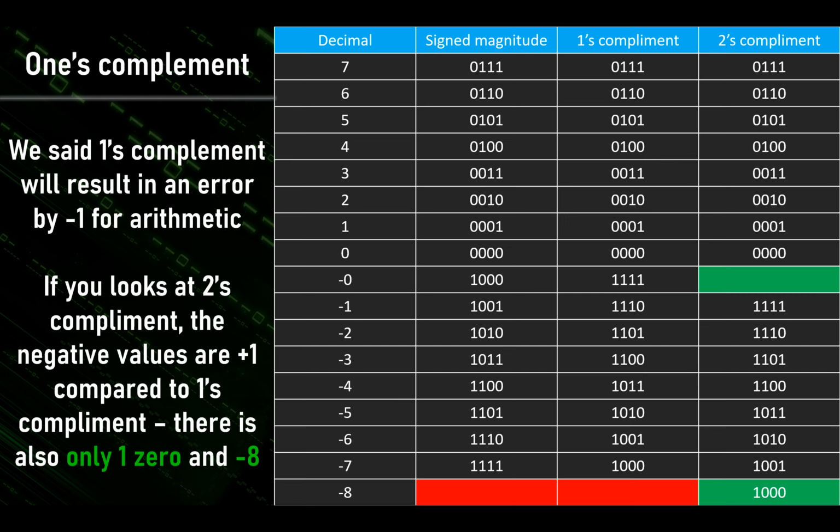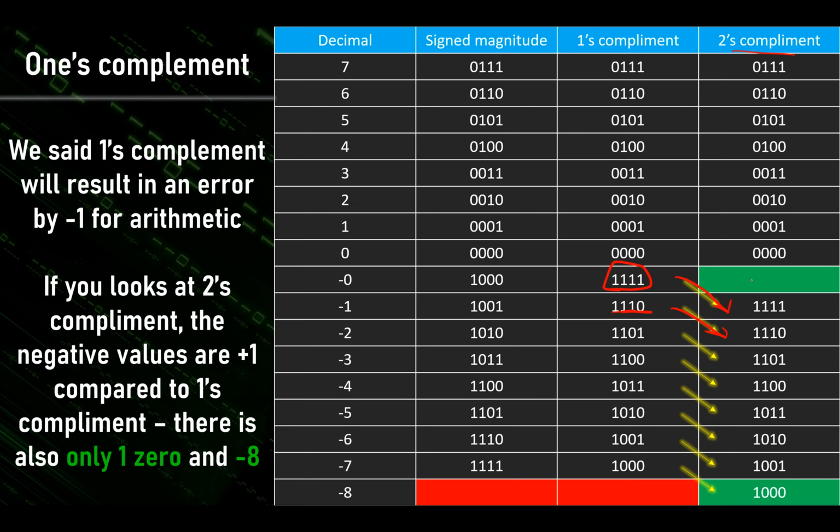Right then, if you look at 2's complement, that's this final column. We see the negative values are plus 1 compared to the 1's complement. There's also only going to be one 0, and we also get this extra value of negative 8. I think here we can see this: this 1's complement value just moves down into this position, and this 1's complement value moves down into this position, etc.